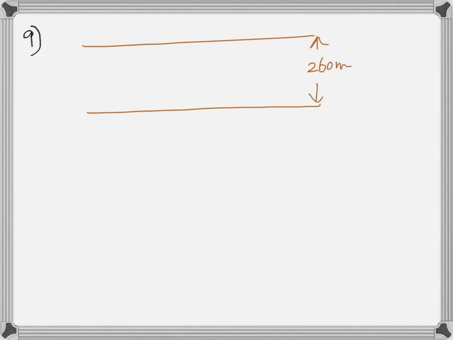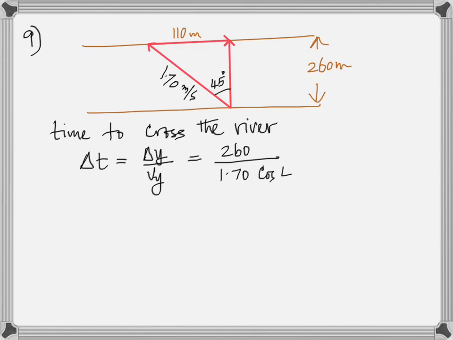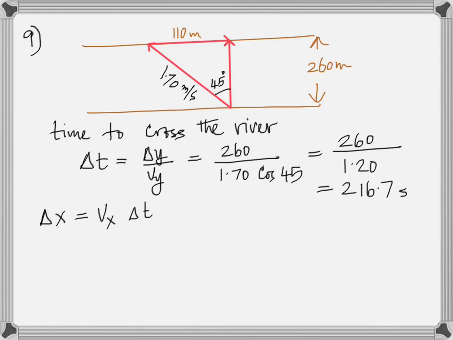And in question 9, it's almost the same thing. In this case, we could find the time to cross the river by using the vertical displacement by the vertical velocity, which is 260 divided by 1.70 cos 45. Just 216.7.